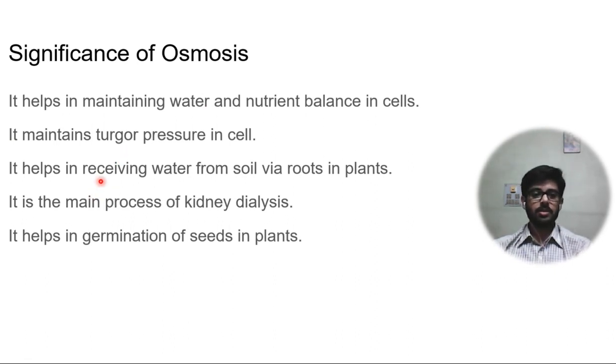It helps in receiving water from soil via roots in plants. It is the main process of kidney dialysis. It helps in germination of seeds in plants. So these are the five most fundamental functions or significance of osmosis, and we can easily say osmosis is the most useful process for both animal and plant cells.